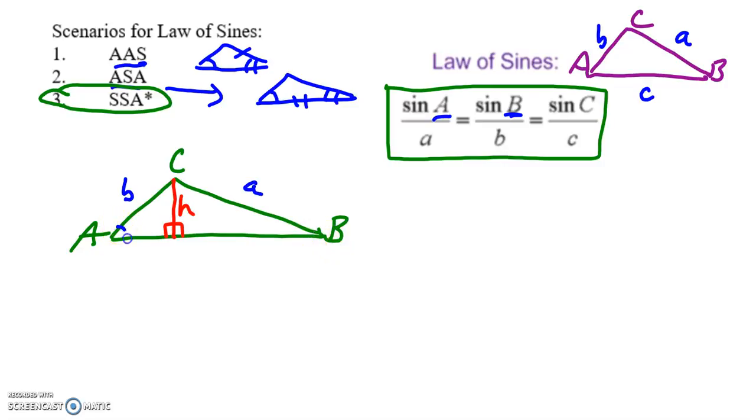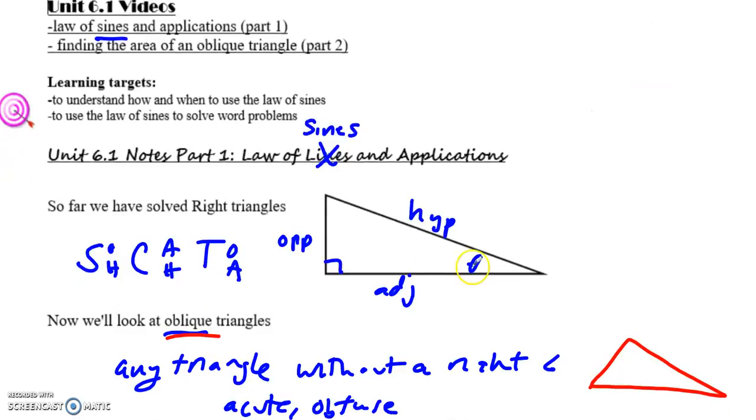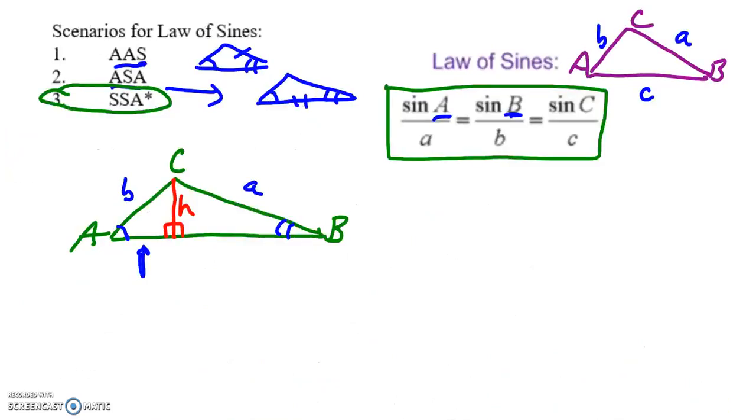Let me call this the first reference angle and this the second. So if I looked at this little right triangle and thought about using SOHCAHTOA, the right triangle trig stuff, and applied it here, I could say that the sine of my angle is opposite over hypotenuse. So sine of A would be h over b.